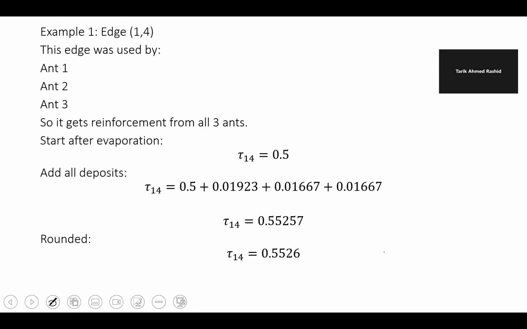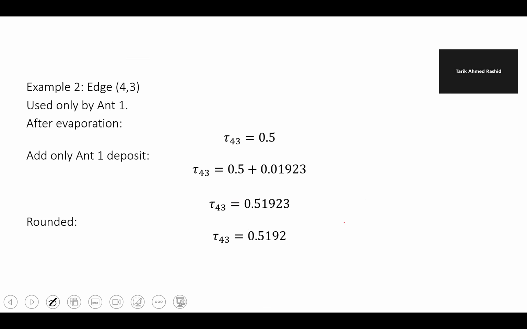So for the pheromone for 1 to 4, it will be 0.5, from the evaporation, plus the deposits from ant 1, ant 2 and ant 3, all of them collected, since they all used edge 1, 4. Likewise, for edge 4, 3, it was evaporated: 1 minus 0.5 became 0.5, and 0.5 plus the deposit from ant 1, which was 0.0192. So that's the answer for it.